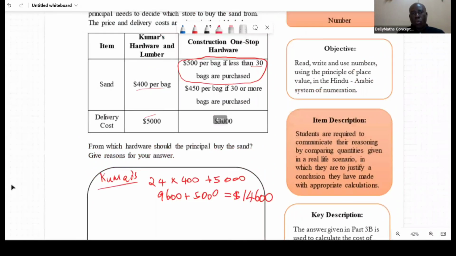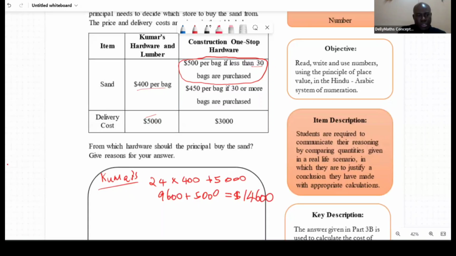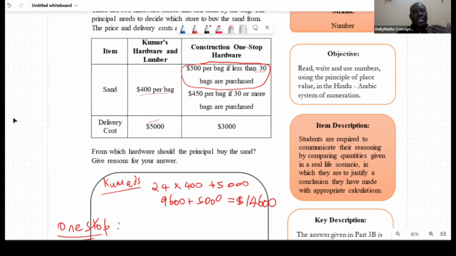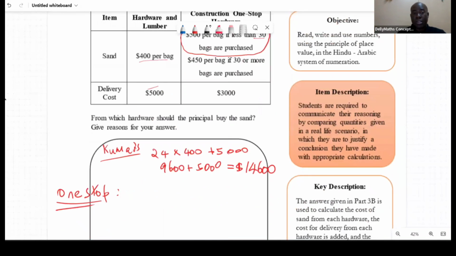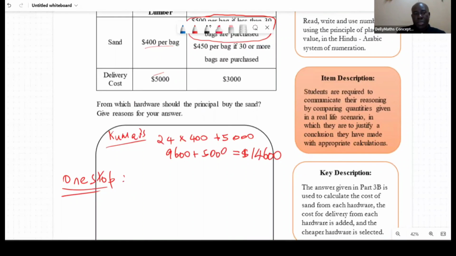Now, if I stop at one stop, so I'm just going to write one stop for short. At one stop hardware, I am actually in the category for less than 30. So it's $500 it's going to cost me, and it's 24 bags I need. It's going to cost me $500 each. And the delivery at that hardware is just $3,000, right? So let's put everything together.